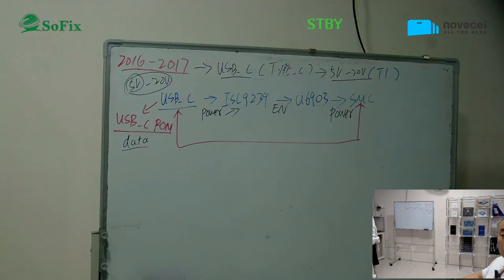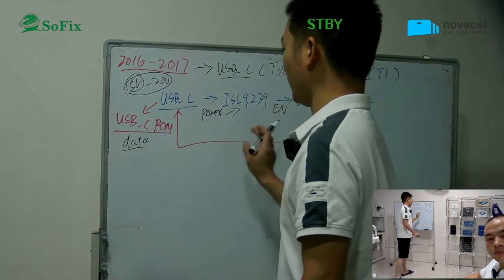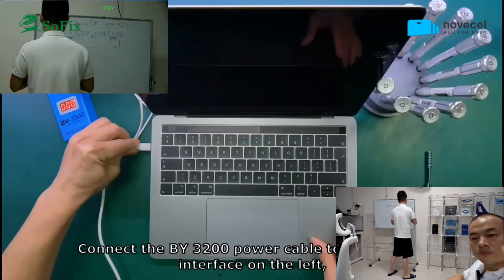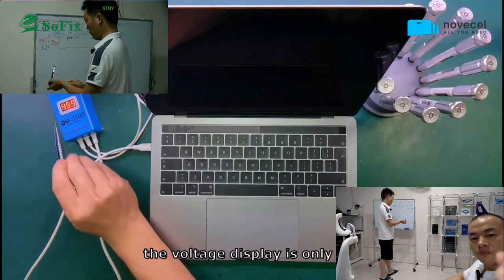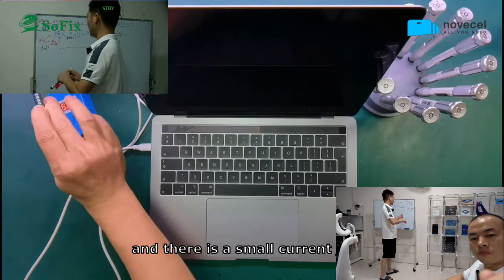Now, you see that it's a DFU. Yes, T2 model has the DFU. The T1 model has no DFU mode. So now I tell you about the T2.